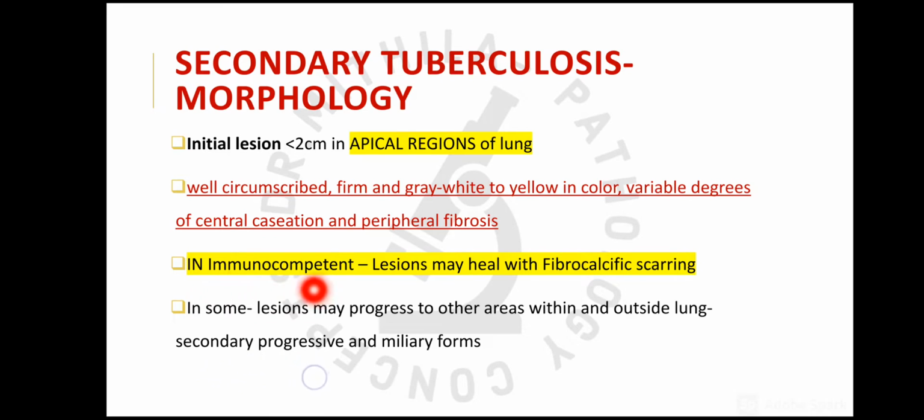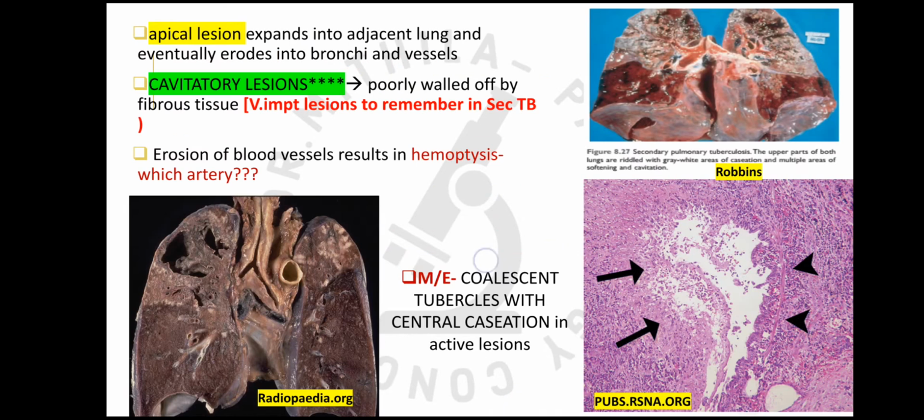In the immunocompetent, the lesion may heal with fibrocalcific scarring. So in immunocompetent individuals, the secondary TB is generally localized and it is asymptomatic also. But in other people, the lesions may progress to other areas within the lung, that is secondary progressive tuberculosis, and also to the miliary forms where the TB will spread to other parts of the body.